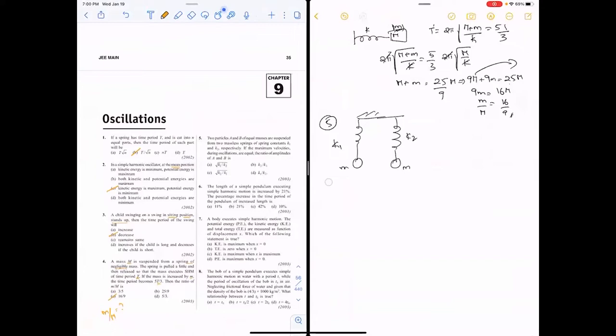The maximum velocities during oscillations are equal. So here V1 maximum is equal to V2 maximum. Then the ratio of amplitudes. So he's asking, if the amplitude of this is A1 and the amplitude of this is A2, what is A1 is to A2, or A1 divided by A2. This is the question.